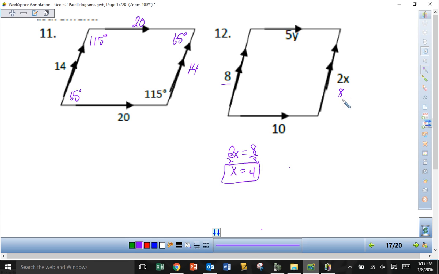So we found the missing side and found the missing variable. Let's do the same thing for the other side. This is 10 down here. This better be 10 up here. So we can say 5y is equal to 10. That means y equals, divide by 5 on both sides, y has to be 2. We found all the missing measurements on that.